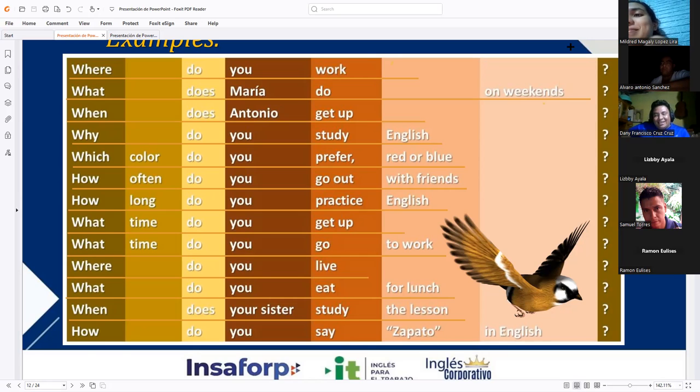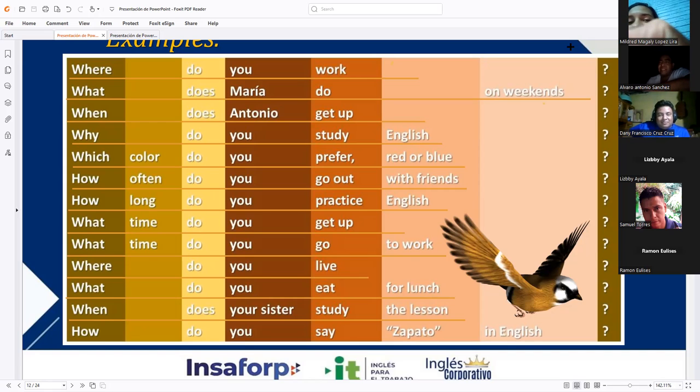I live in San Miguel, in Carnaval. In San Miguel? In Carnaval. El Carmen in San Miguel. Ah, in Carnaval. Wow. All the time, todo el tiempo en Carnaval. Okay, nice. Very good. Celebrating all the time, Alvaro. Sí. Nice, very good. Okay.